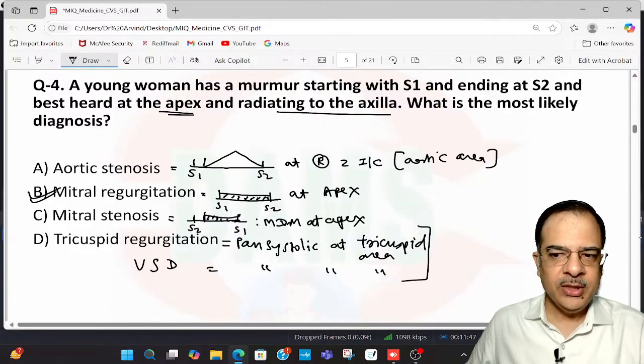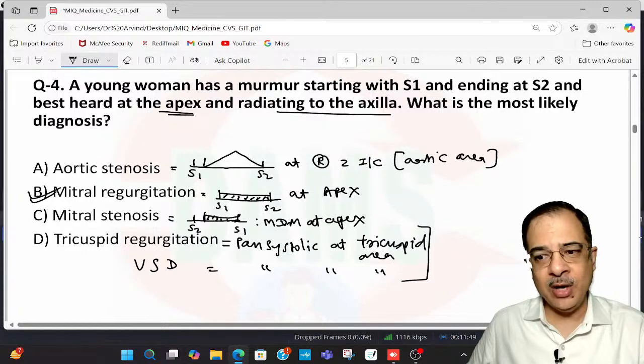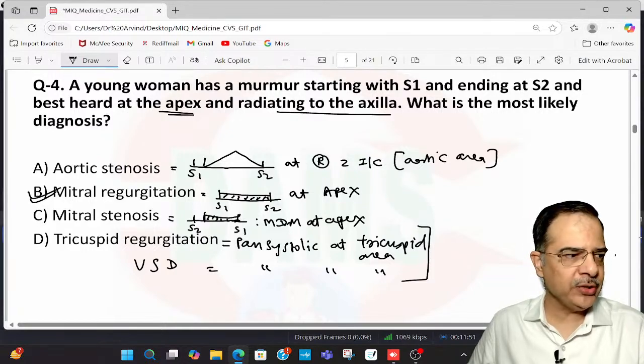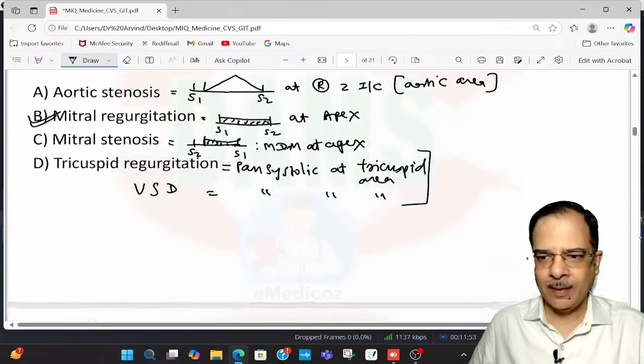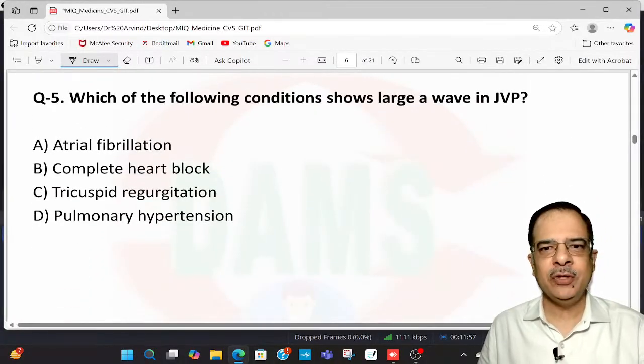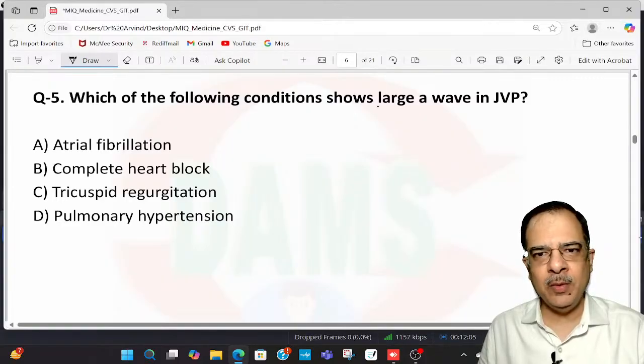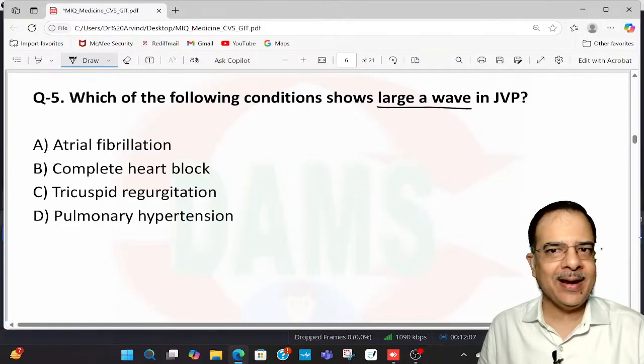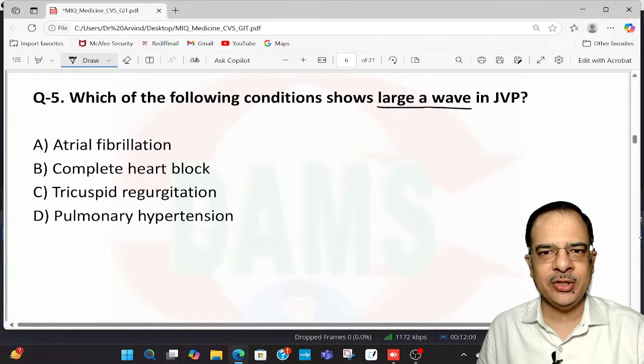So these types of questions can be diagram based as well as theory based. Now moving on to question number 5. Which of the following conditions shows a large A wave in JVP? A large A wave in the JVP will be because the right atrium is contracting against a resistance. So this is the right atrium and it is contracting against some resistance.